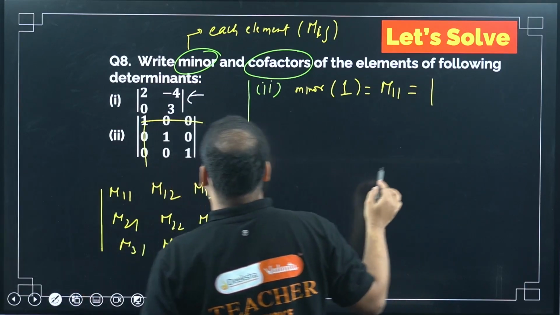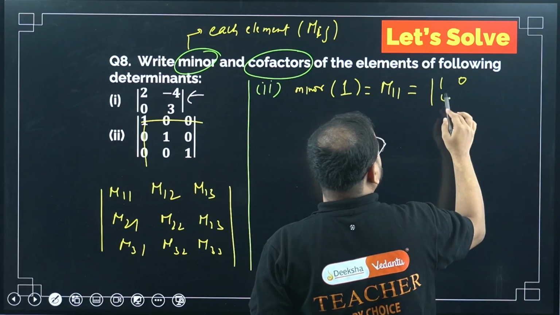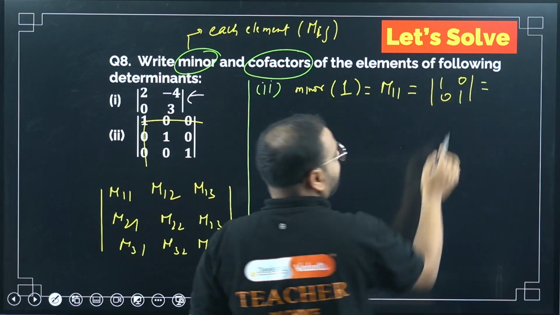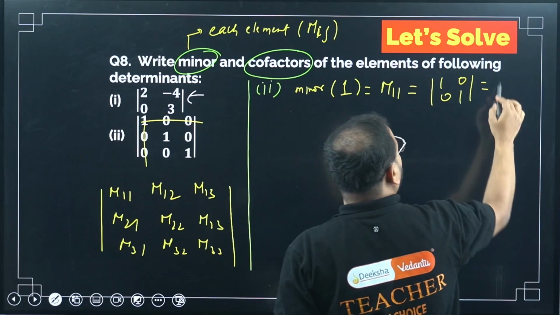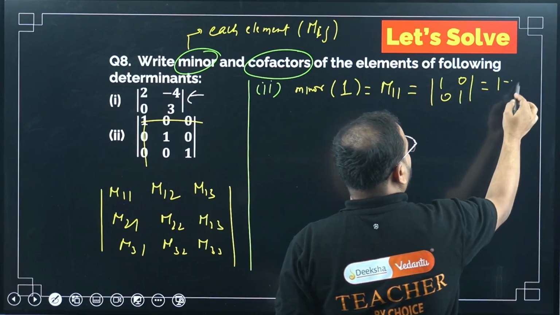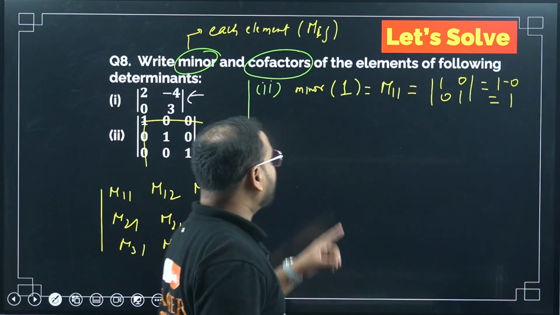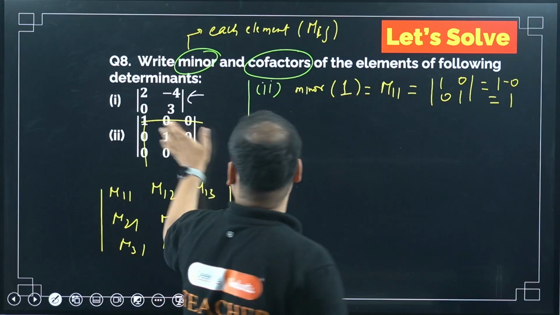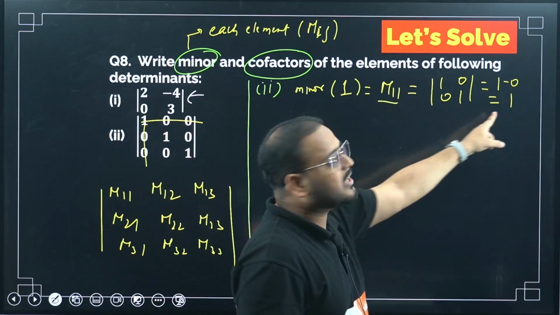Determinant of [1 0; 0 1]. How much is that? Please tell me. 1 into 1 is 1, minus 0 into 0, minus 0. How much is the answer? Simply 1. So the minor for the element 1 will be M11, given by simply 1.